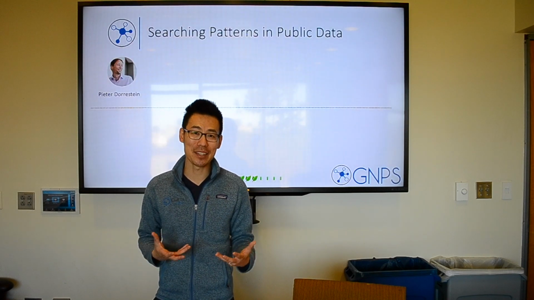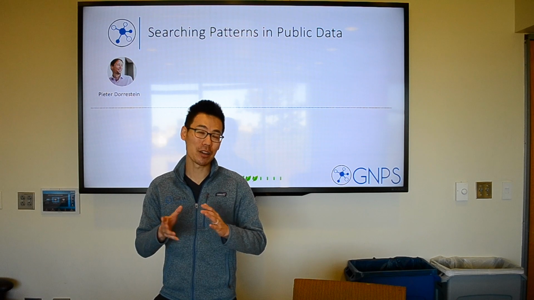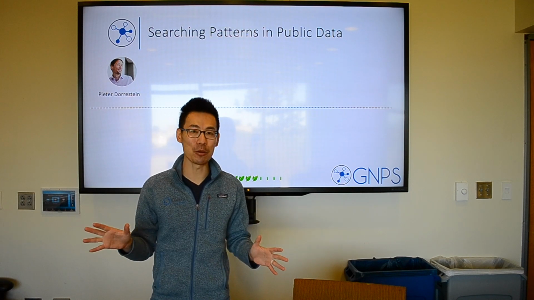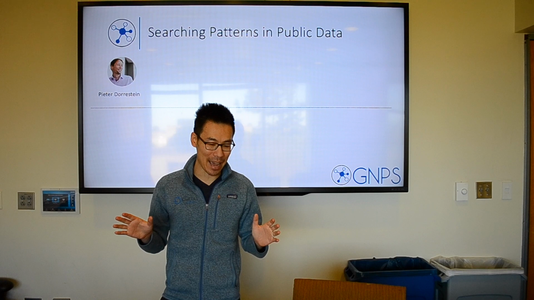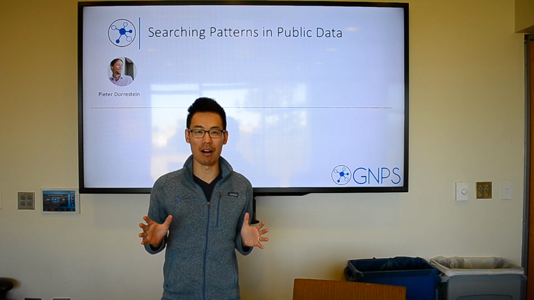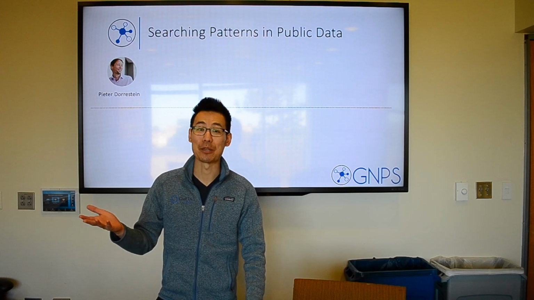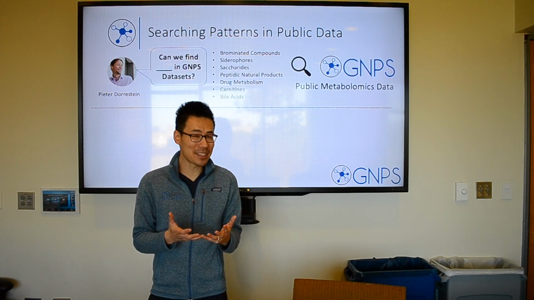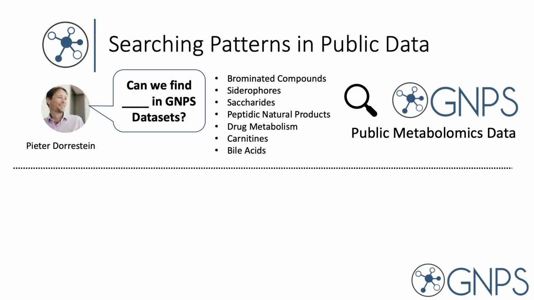And so to get started, I want to tell you a little bit of the story. I work in Peter Dorrestein's lab, and I'm just minding my own business most of the time. And sometimes Peter has the gall to come in and ask me questions. Some of the things he asks are very reasonable and very simple, but they are complicated to answer. For one example, he might come in and say, can we find all brominated compounds, all glycans, all siderophores, all carnitines, and all bile acids in all public mass spectrometry data available at GNPS?